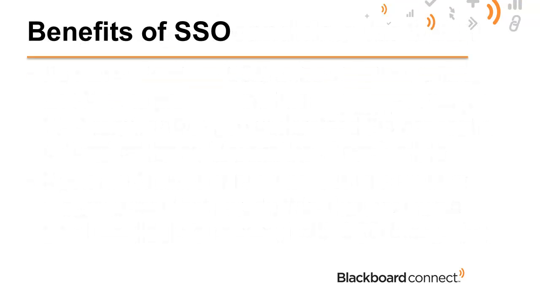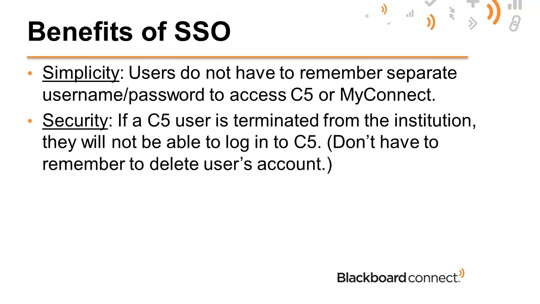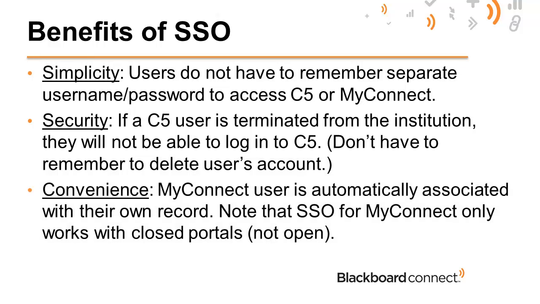What are the benefits of SSO? Simplicity. Users do not have to remember a separate username and password to access Connect 5 or MyConnect. Security. If a Connect 5 user is terminated from the institution, they will not be able to log in to Connect 5. You don't have to remember to delete the user's account. Convenience. The MyConnect user is automatically associated with their own record. Note that Single Sign-On for MyConnect only works with closed portals.